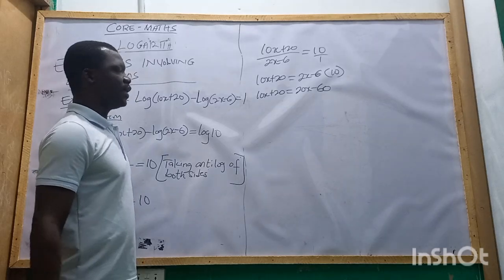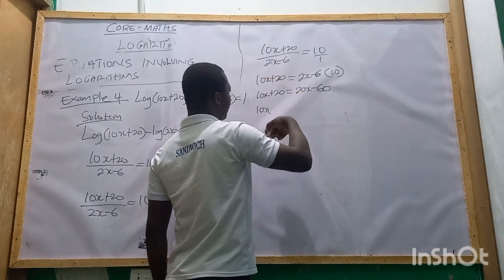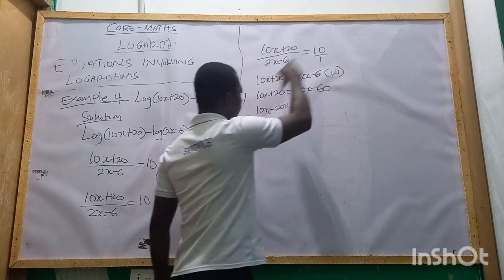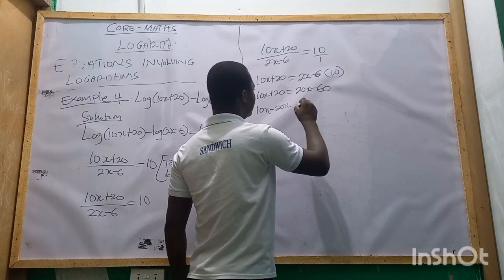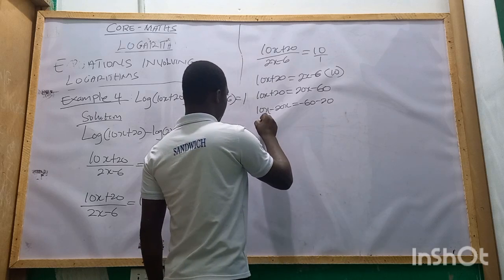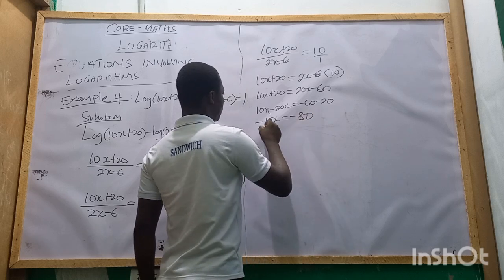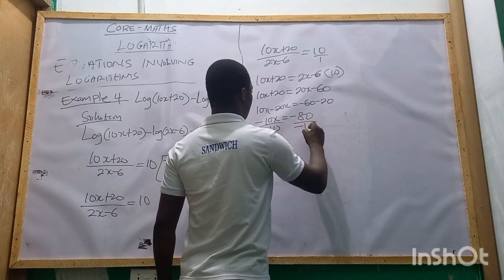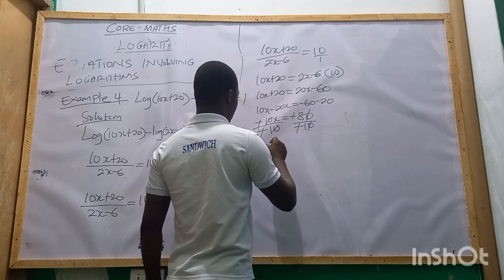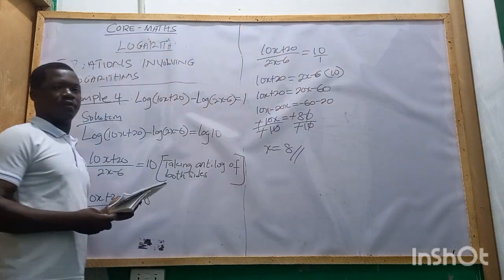So from here I'll group like terms and what? Proceed. So 10x, this 20x move to the left hand side, which becomes what? Negative, minus 20x. This one move to the other side, which will also become what? Negative. Negative 16. 84. My x is equal to 8. This one is very simple. Very, very simple.